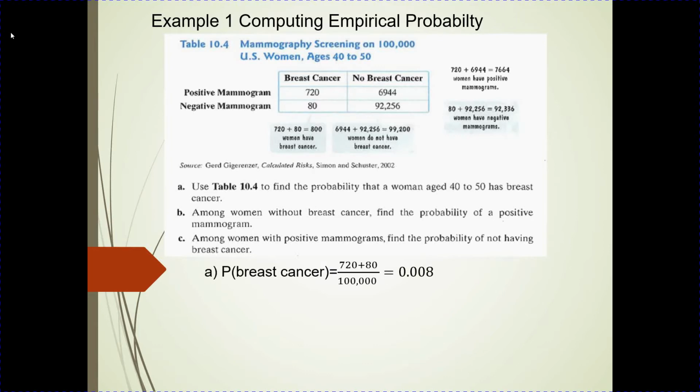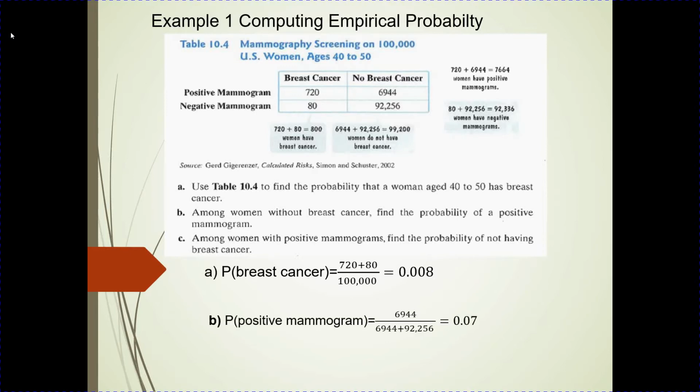Part B: among women without breast cancer, that means among women with no breast cancer, it is the sum of 6,944 and 92,256. Then you are asked to find the probability of a positive mammogram. How many are with a positive mammogram and no breast cancer? They are 6,944. So you will take the ratio of these two.